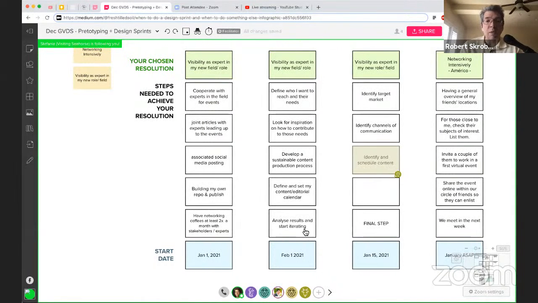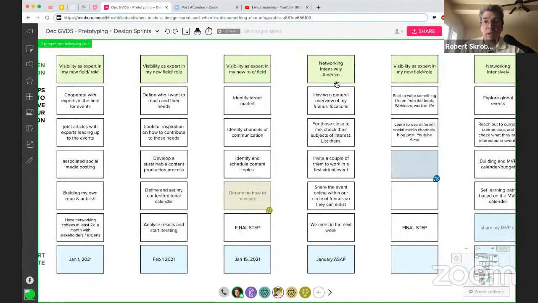Interestingly enough, some of these seem to be macro steps and some of them seem to be micro steps. I can easily see this one, cooperate with experts in the field for events, is more of a themed kind of action, whereas define and set my content editorial calendar is explicit. So there are certain things that this individual will be putting in hard dates to keep the commitment of being seen as having visibility as an expert in their particular role or field.